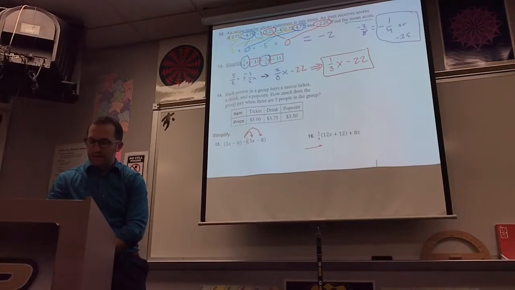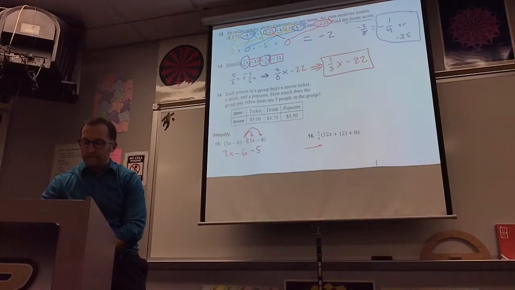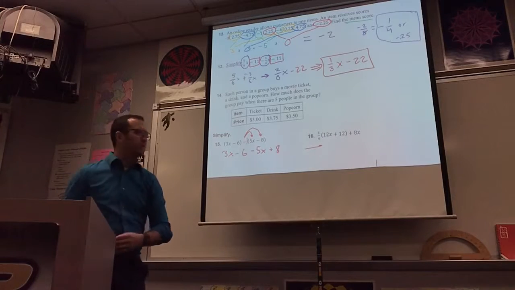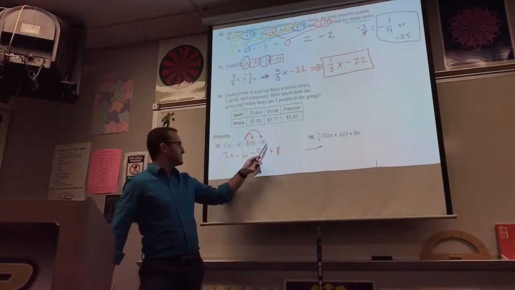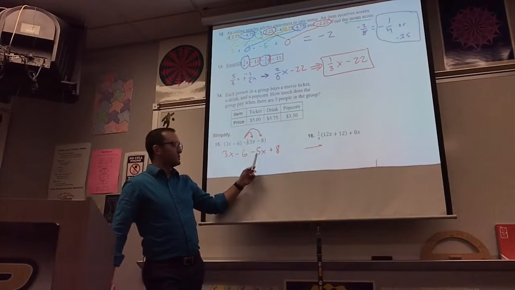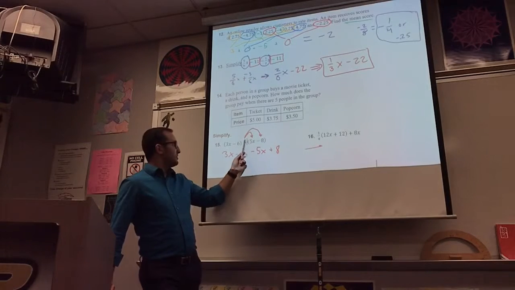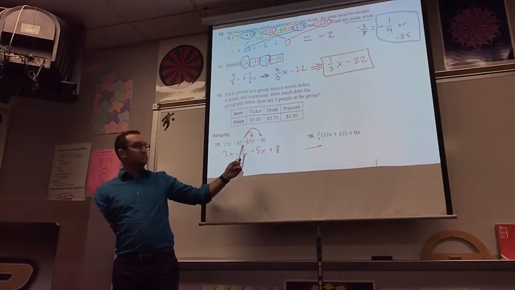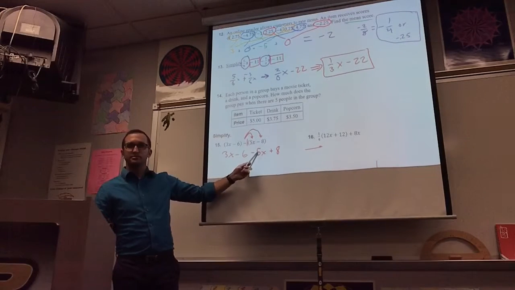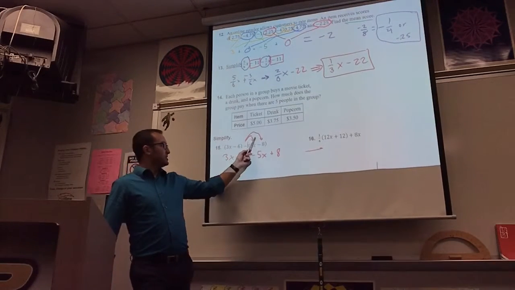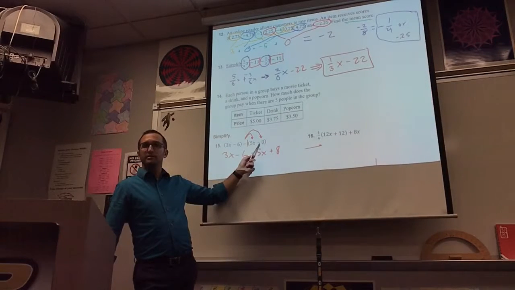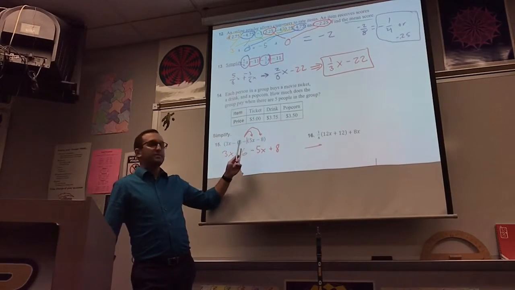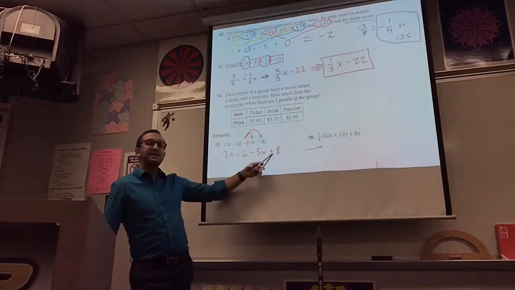So this actually is 3x minus 6 minus 5x plus 8. But Mr. Strand, this was a positive and this was a negative. Why did they switch signs? Because what's negative 1 times positive 5? Different sign, negative 5x. Negative 1 times negative 8 is positive. Why? Because it's same sign, positive.